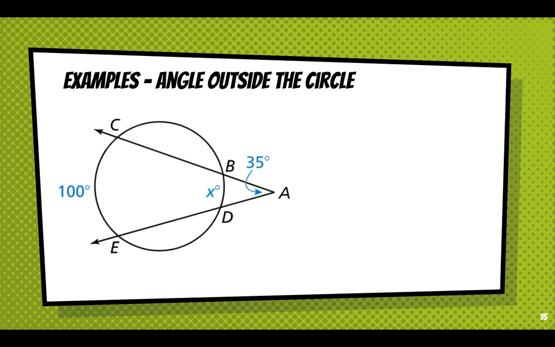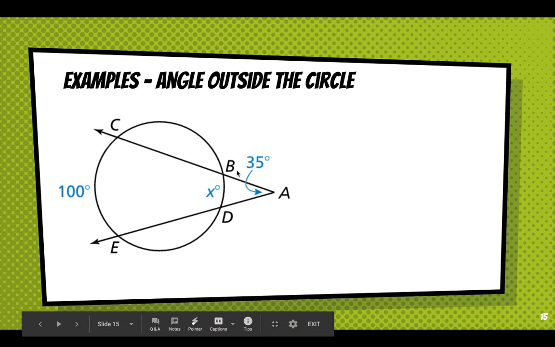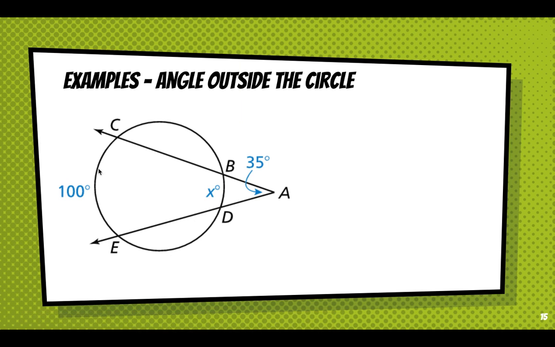Now we have two secants. Two secants meet outside of a circle. They create angle A. Angle A, they tell us, measures 35 degrees. So now what we want to find is we have 100 degrees as the big arc. The smaller arc, we don't know. It's x degrees. So we want to solve for x. Remember, the big minus little times 1/2 is equal to the measure of this angle right here.